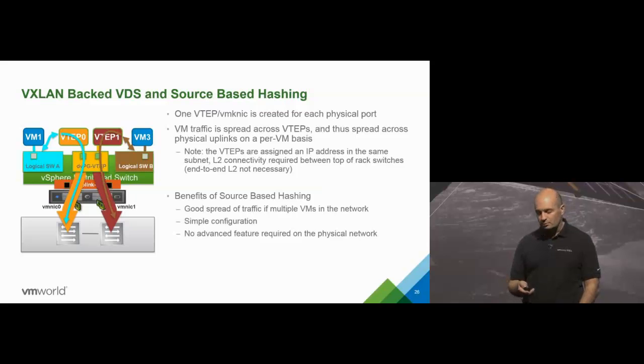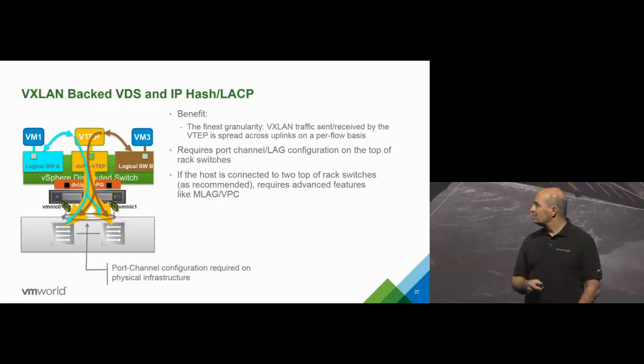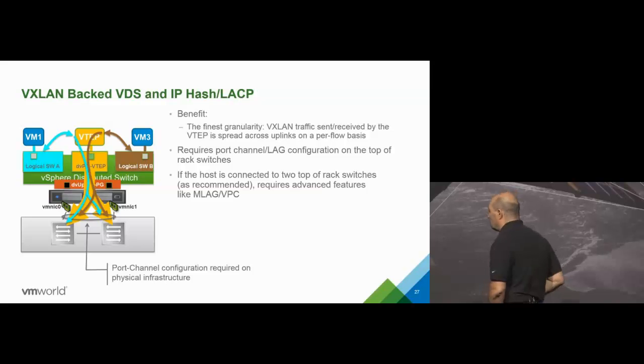Let's say that the left uplink fails, VTEP 0 will move to the right uplink, and thus we converge all the affected virtual machines. And the last model, our port channel based mechanism, is relatively simple. We only need one VTEP in that case, and this VTEP represents the port channel on the physical infrastructure. So which model do you want to choose?